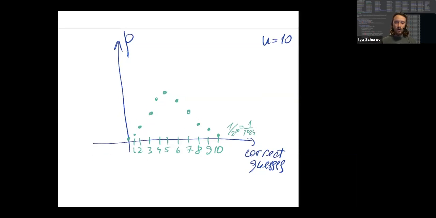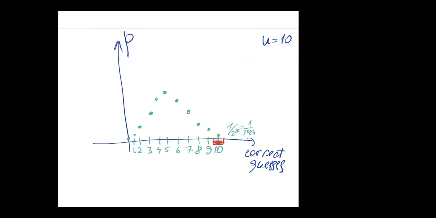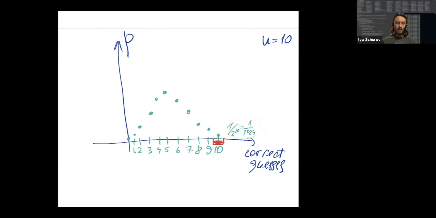So now, how should our rejection region look? What if our rejection region is here? What if we reject the null hypothesis, provided that we have 10 out of 10 correct guesses? Is it a good procedure or not? Well, the chance that we make a mistake is extremely small, so is it good? Okay, yes, but probably we can extend this region. Probably we can extend it to number 9.